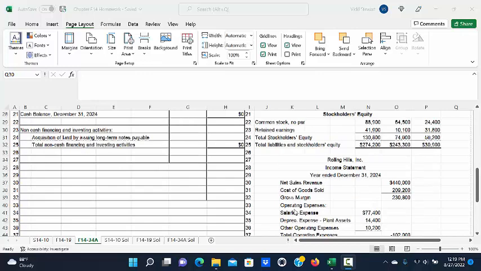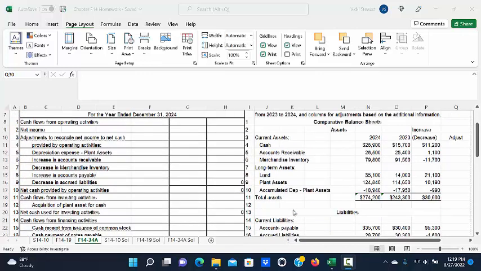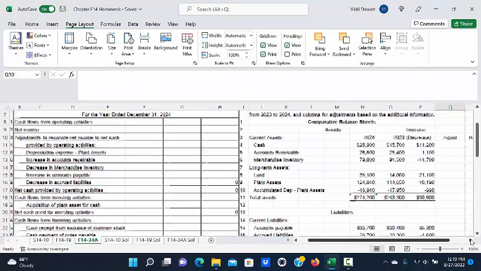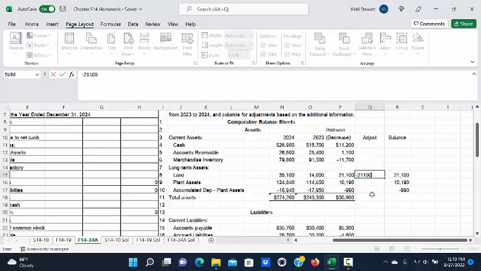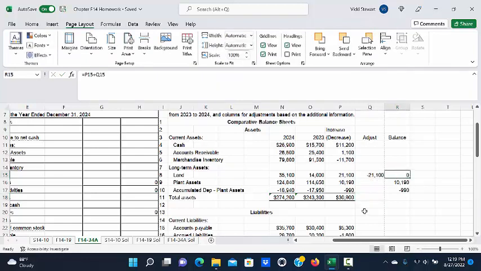So we need to use the additional information that we were given in the problem to adjust the amounts in the comparative balance sheet, and we'll discuss why we do those. The first item that we're going to adjust is going to be land. If you remember, the additional information stated that the land was not paid for but was acquired with a long-term note payable. So we see from the comparative balance sheet that land increased by that exact amount, $21,100.